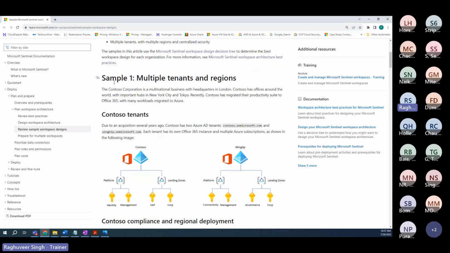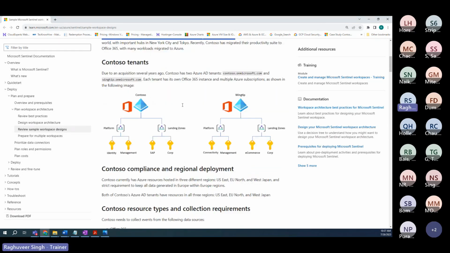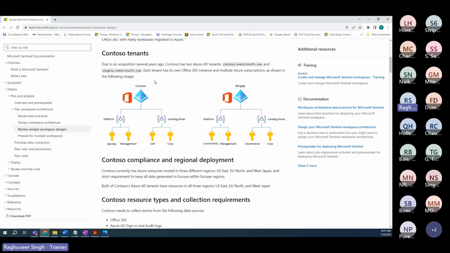Now, for example, you can see the first design, which is multiple tenants and regions. This is my complex design. Now you can see here in this design, it says due to an acquisition several years ago, Contoso has 2 Azure AD tenants. Now what happens? It is taking an example of a customer. Let's say Contoso is the name of the customer. Now the Contoso organization did some acquisitions, and because of that acquisition, they ended up having multiple tenants.